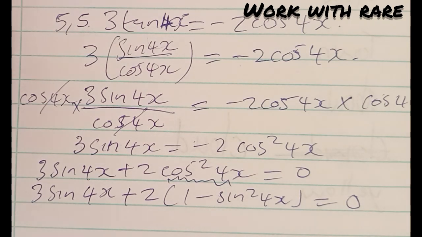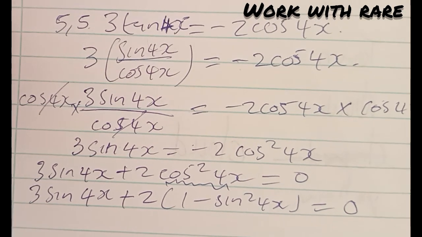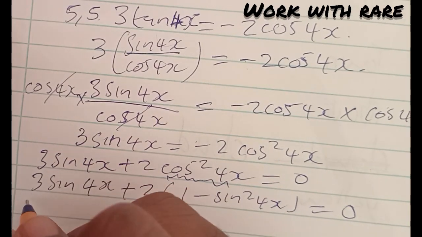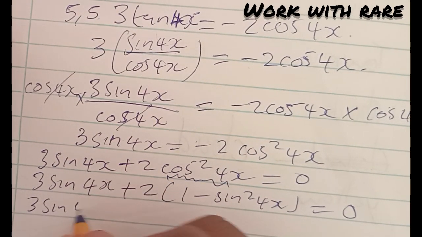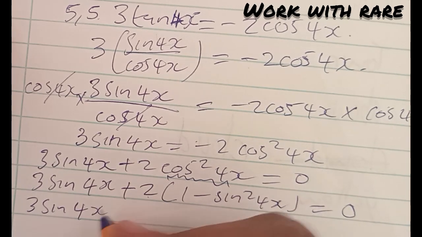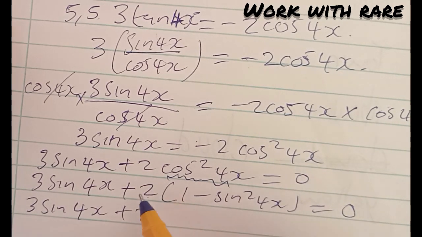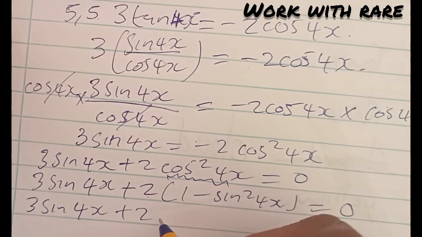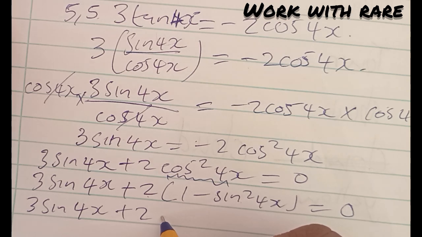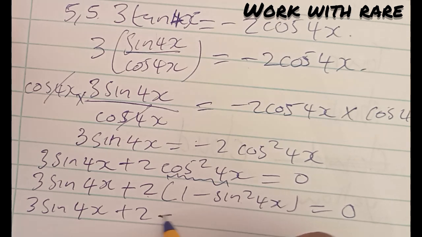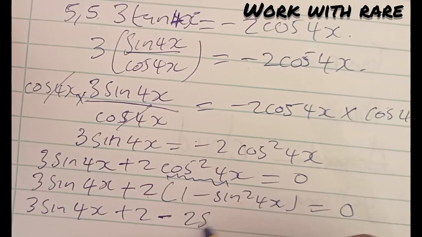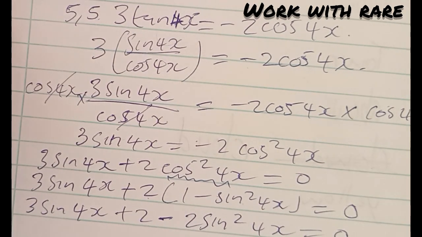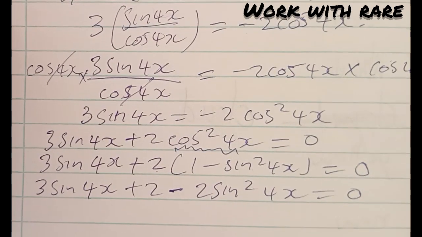When you break the bracket, you should also be careful of signs. So here I have 3 sine 4x. 2 multiplied by 1 is 2. 2 multiplied by negative sine squared 4x, remember a positive multiplied by negative is negative, so it will be negative 2 sine squared 4x is equal to 0. Now I broke my bracket, I'm happy.